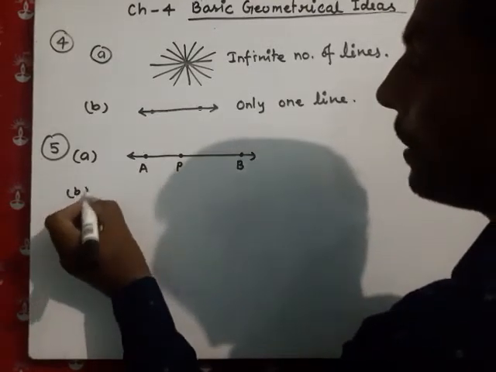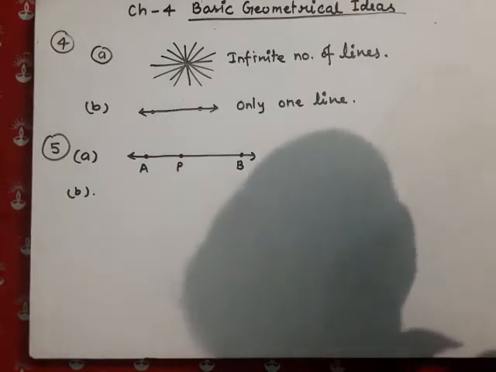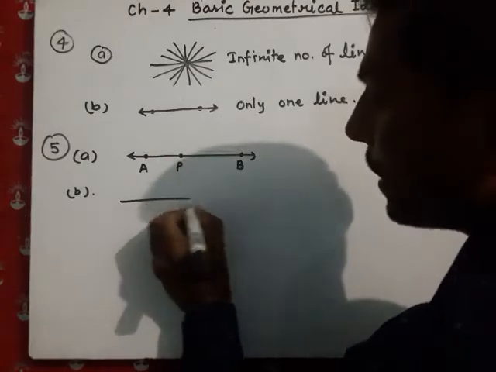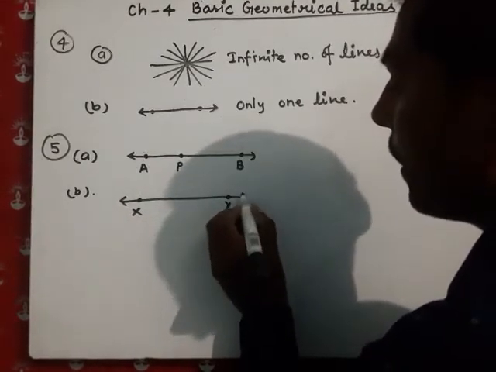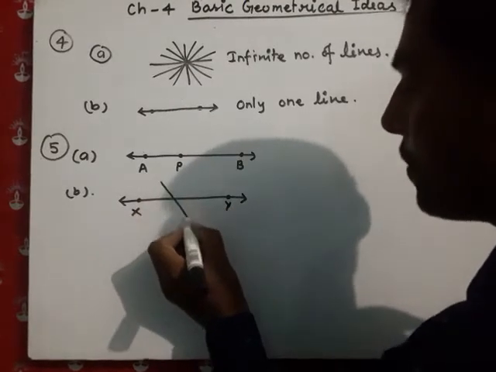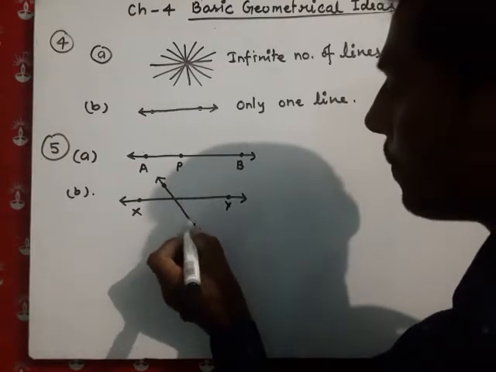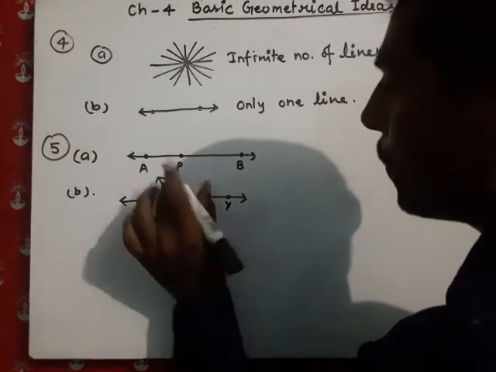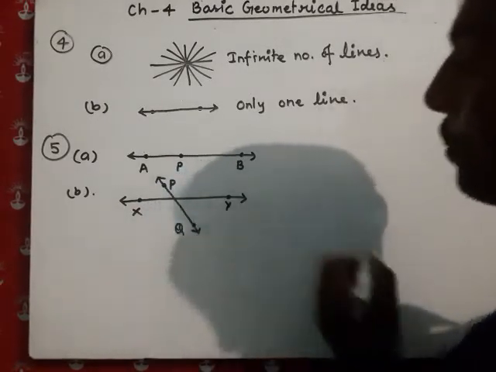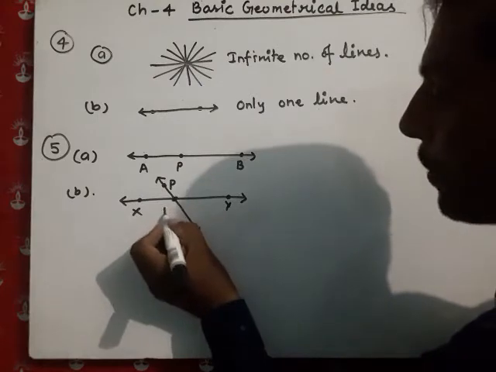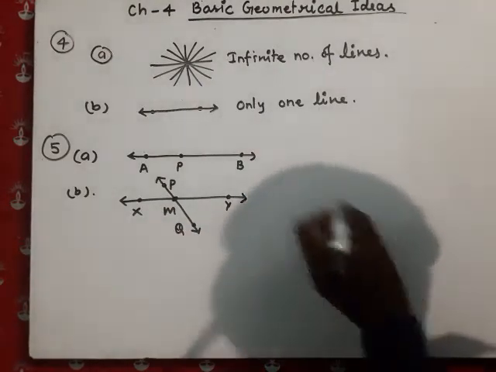Now going to part B. Here the question is asking that XY and PQ intersect at M. So here XY is one line, and PQ is another. This line is PQ, with this point P and this point Q. They both are intersecting at point M. So this is the rough figure for part B.